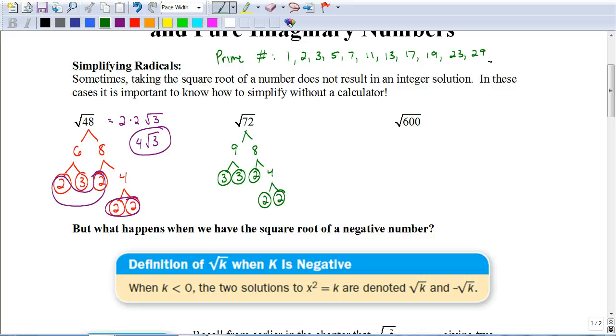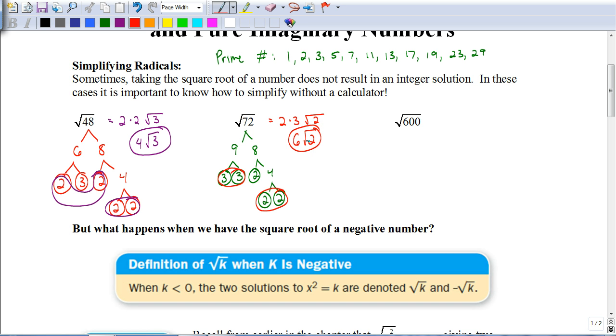But going back to the square root of 72, so we're left with our prime factorization here. So again, for every 2 of the same number, I get to take 1 out. So I get to take out a 2. And I have a pair of 3's here, so I get to take out a 3. I'm left with the square root of 2. So 2 times 3 is 6. My answer is 6 square root of 2.